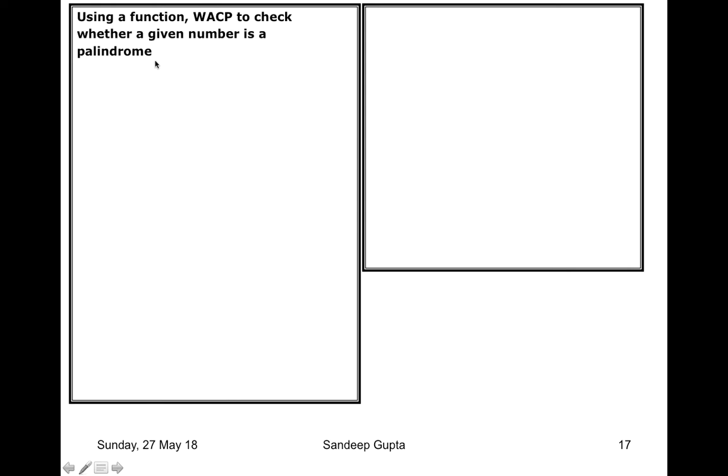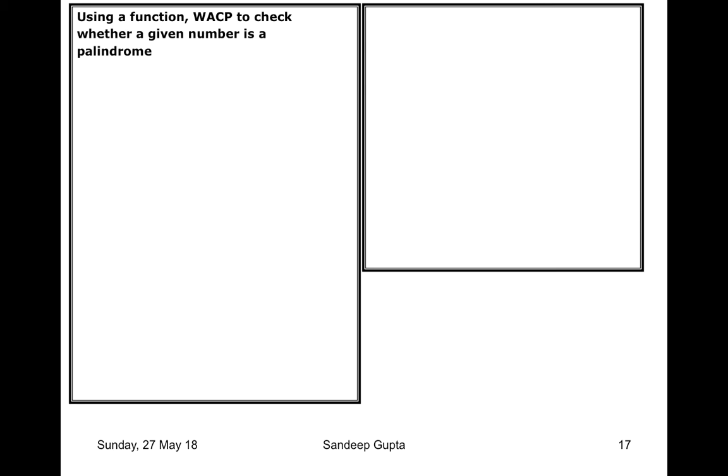So this is the second program. It reads like this: using a function, write a C program to check whether a given number is a palindrome. So now, what is a palindrome number? Very simple. A number is a palindrome if it reads same from both the sides. So a number like 1, 2, 3 is not a palindrome. A number like 1, 2, 1 is a palindrome. So now I think you know what is a palindrome.